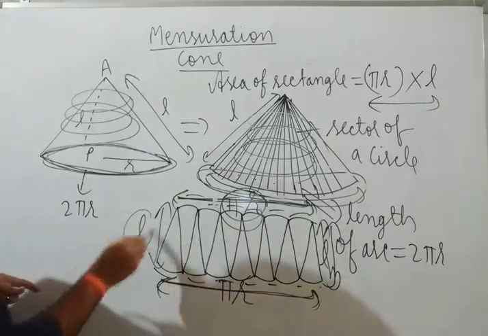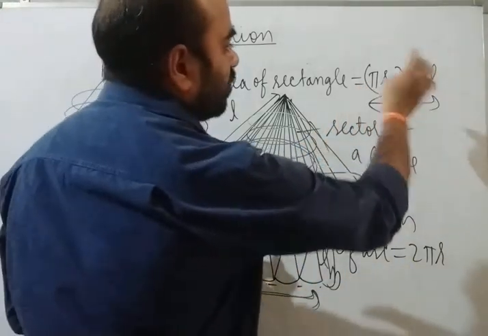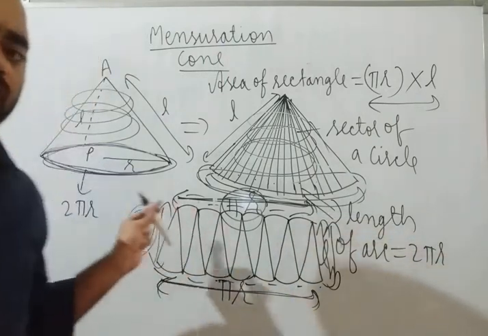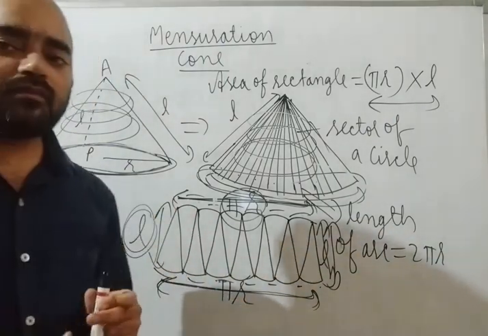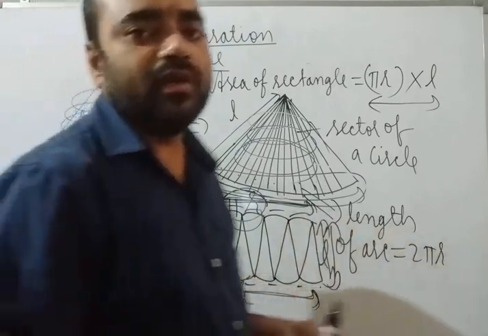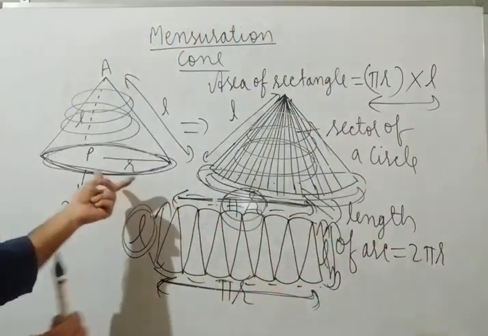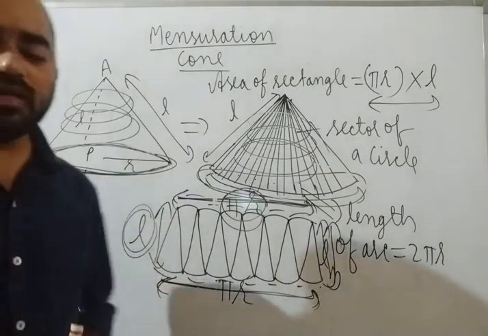Correct? That is L. So pi r into L. So curved surface area is pi r L. That we wanted to prove. Correct? So curved surface area of cone is pi r L, and area of circular base we already know, that is pi r square.